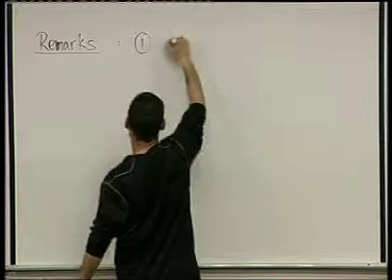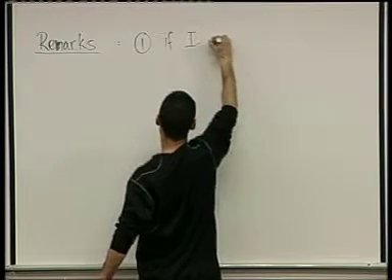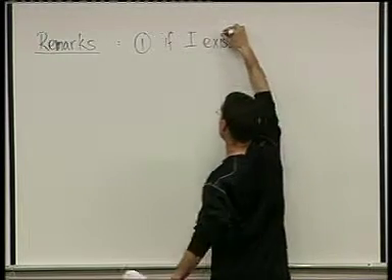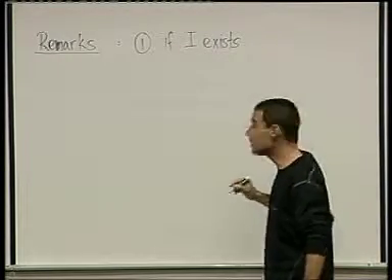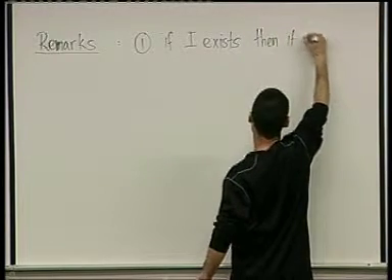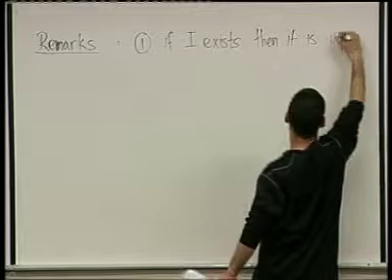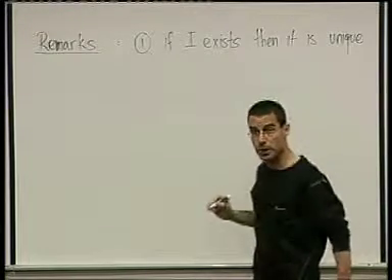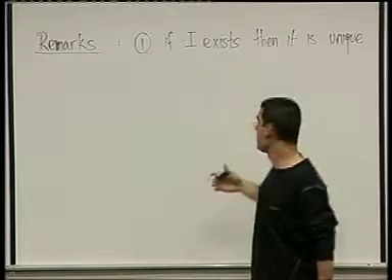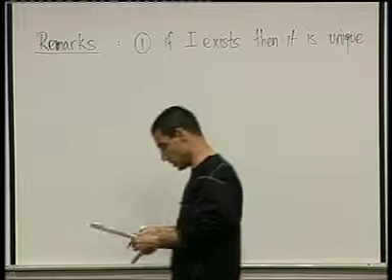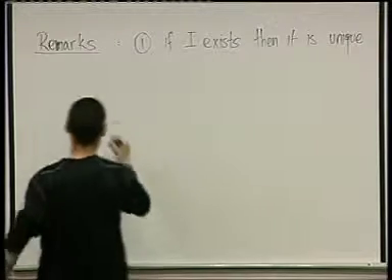Remark one: if I exists, and we're going to see that it doesn't always. We're going to see examples in a minute. If I exists, then it is unique. So that's our first remark. It's kind of the uniqueness of the limit statement. Okay, we're not going to prove this. That's why I'm just calling it a remark.